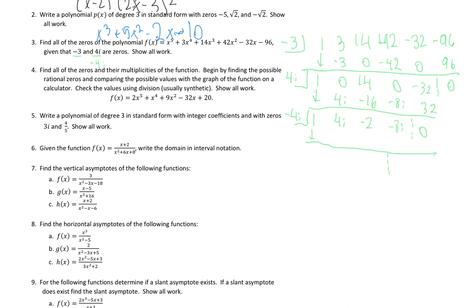So we carry down the 1. 1 times minus 4i is minus 4i. Add those together, you get 0. 0 times anything is 0. Minus 2. And now minus 2 times minus 4i is positive 8i. Add those together, you get 0.